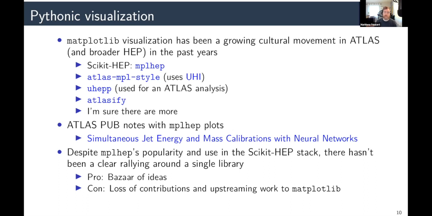The pro of that is that it's not really necessary all the time, and it's good to have a bazaar of ideas. But as a con, you also have a loss of centralized contributions and upstreaming of work to matplotlib. So for example, MPL HEP ended up upstreaming the concept of stairs to matplotlib, which has been really useful.